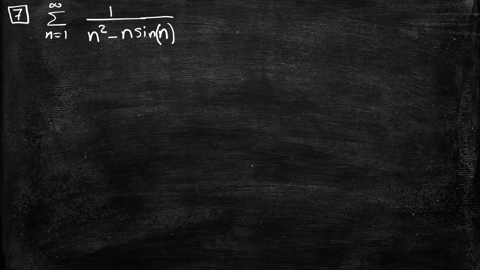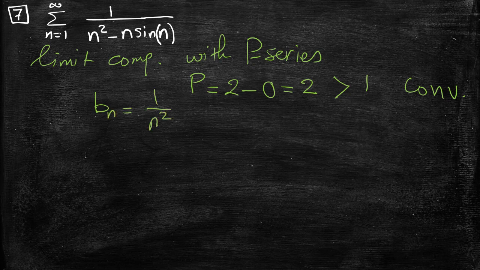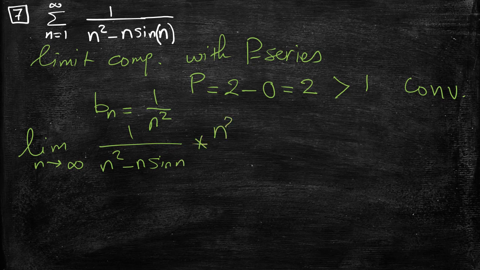Let's see number 7. Again, it's 1 over n squared minus n multiplied by sine n. I don't know what to do here, but again, I can use the limit comparison with the series 1 over n to the p, and p is the difference between the greatest power in the denominator minus the numerator, which is 2. So this one is greater than 1, which is a convergent series. So my bn is 1 over n squared. Try to get the limit as n approaches infinity of an, which is n squared minus n sine n, divided by bn, again, the reciprocal.